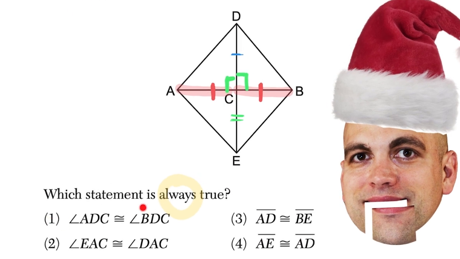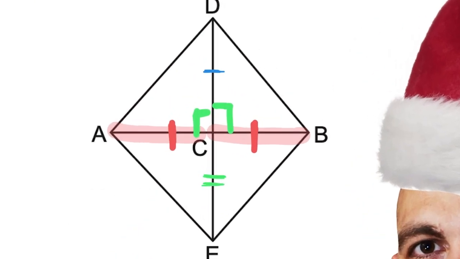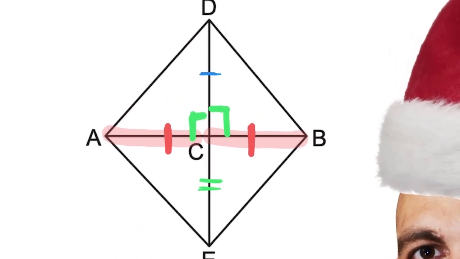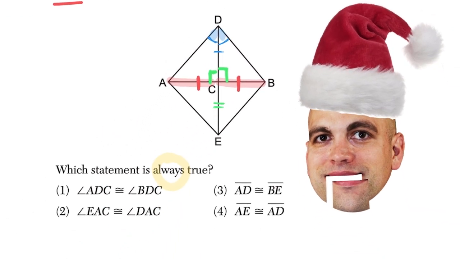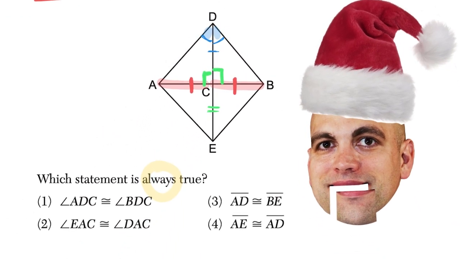Let's take a look at option number one. Well, it says that angle ADC is congruent to BDC. So this is suggesting that this blue angle right here is congruent to this angle. And you know what, guys? I know that's absolutely true. And I know that you guys know that's true because corresponding parts of congruent triangles are congruent. And that is always true because we just proved that these two triangles are congruent. So option one is absolutely the answer.